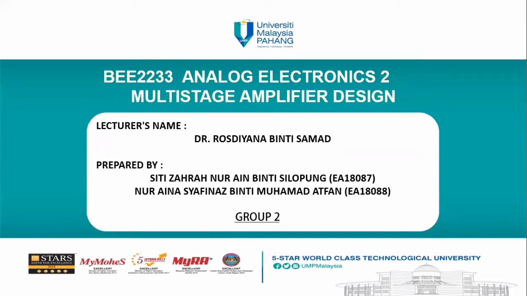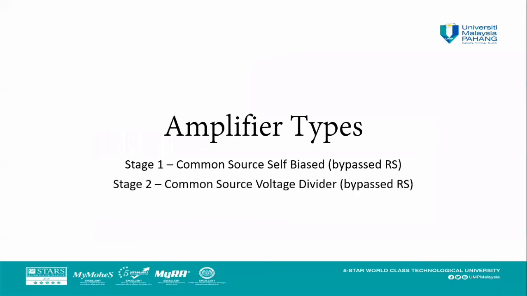Today we are going to explain our multi-stage amplifier design, and we are from group 2. In stage 1 we have a common source self-bias with bypassed RS, and in stage 2 we have a common source voltage divider, which is also with bypassed RS.